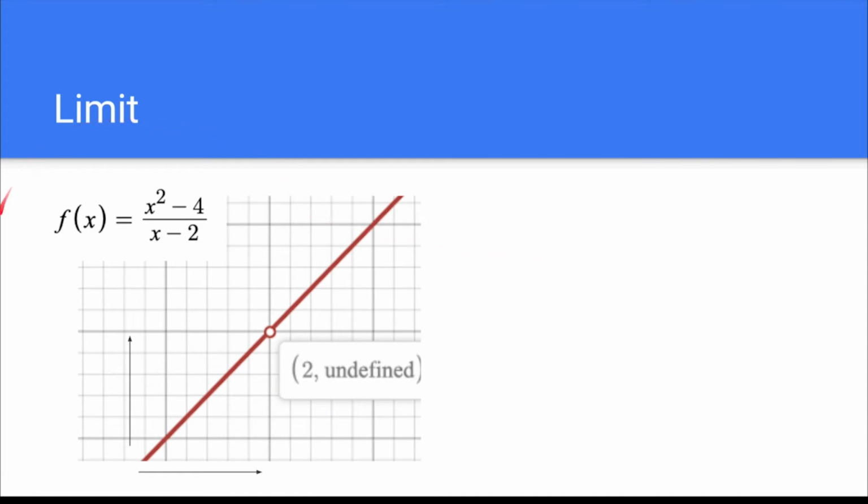So this is where limits come in. It looks like there should be a point at (2, 4), and we can express this with limits. The way we would write this is: the limit, and you'll see this in every limit that you write, as x approaches 2. So as x gets really close to 2, say from 1, then it gets really close, it becomes 1.99 and then 1.999 and so on, but it's not actually 2.